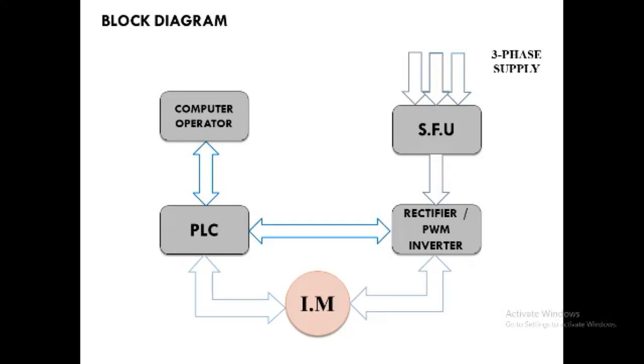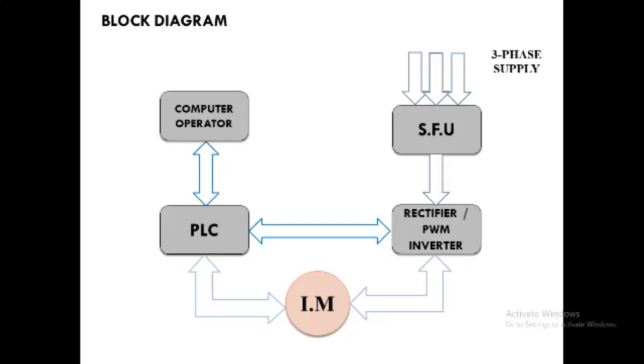Now let us take one example. If a fault occurs on the induction motor, or if we have to conduct maintenance on the induction motor, and at the same time we have to operate this motor from the operator side, the PLC can be programmed by using a computer operator, and hence it can be operated easily by using this PLC circuit. So at the same time, we can control the induction motor by using PLC from the computer operator. It is a very easy process.